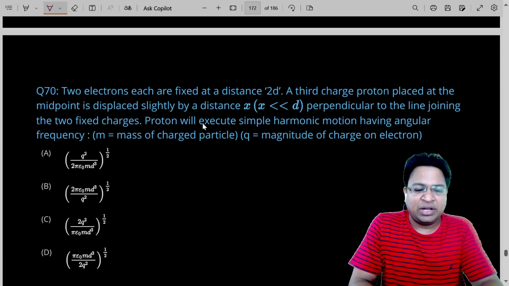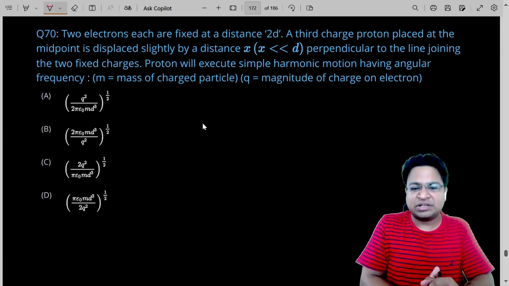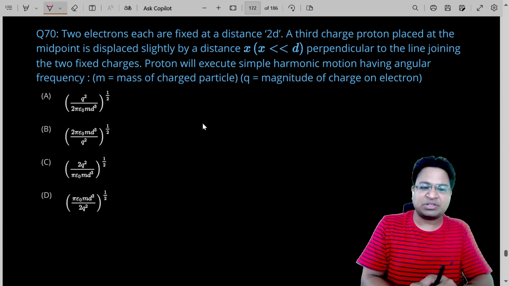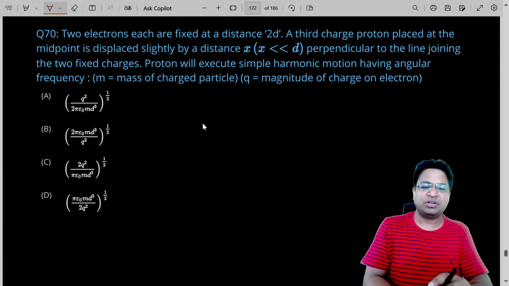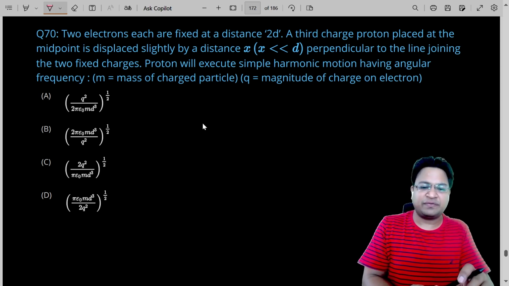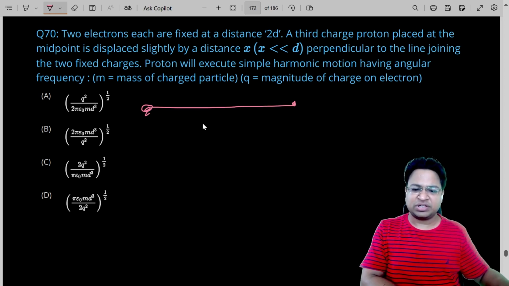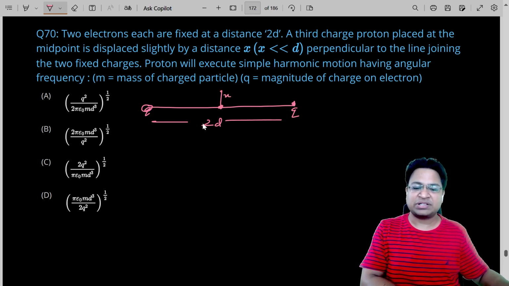Next, we come to this question. Two electrons are fixed at a distance 2d. A third charged proton placed at the midpoint is slightly displaced by distance x perpendicular to the line joining. The proton will execute simple harmonic motion having frequency. So, the situation here is simple. We have a charge q here, which is actually the charge of an electron. We have another charge q here. The distance between them is 2d. We place a positive charge here and displace it by a small amount x.